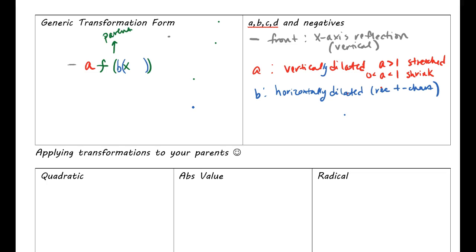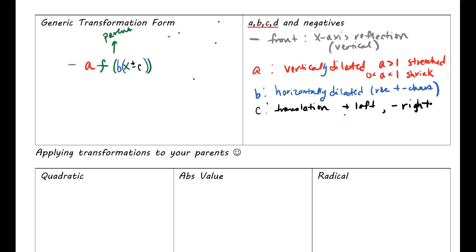Now, what else can you see? You could see a plus or minus a C. That's what I'm talking about with all these A, B, C, Ds. The C could be a number. So if you see a number added or subtracted to the inside, this is going to be a translation left or right. If you see a plus, it's going to move left. If you see a minus, it's going to move right.